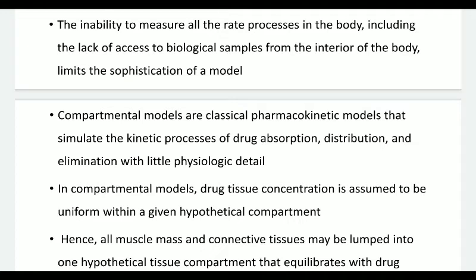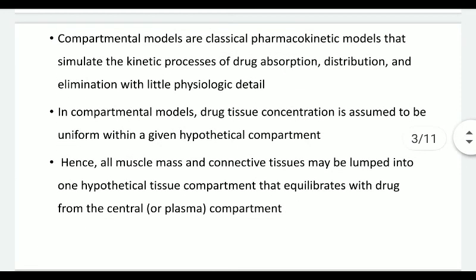Further, it says that compartmental models are classical pharmacokinetic models that simulate the kinetic processes of drug absorption, distribution and elimination with little physiologic detail. So as I said earlier, these four pharmacokinetic reactions are very important, and this compartment model would help us to understand various aspects of all these processes.